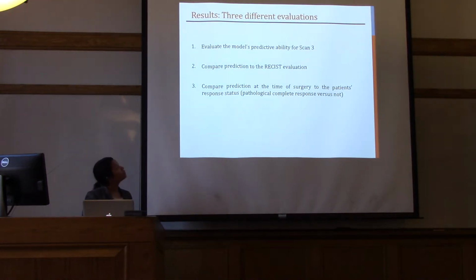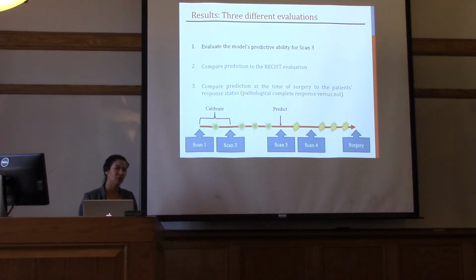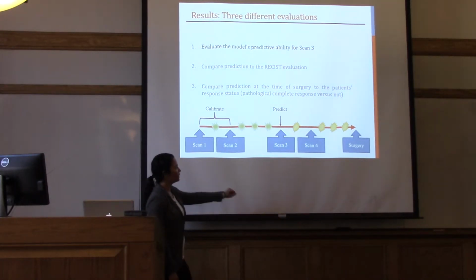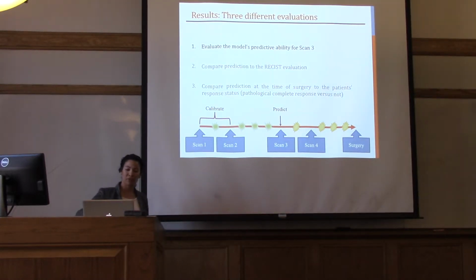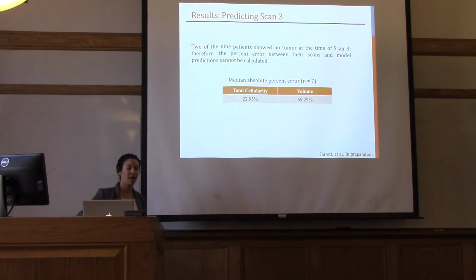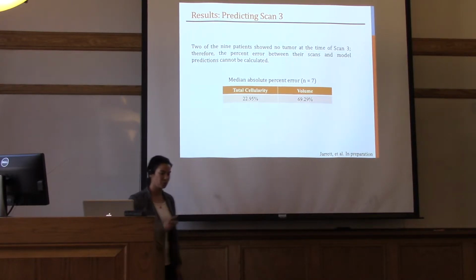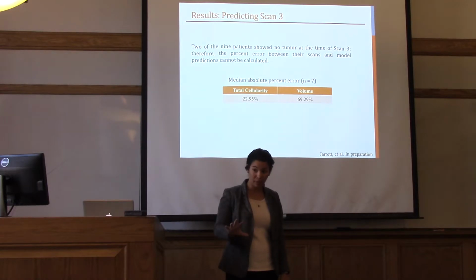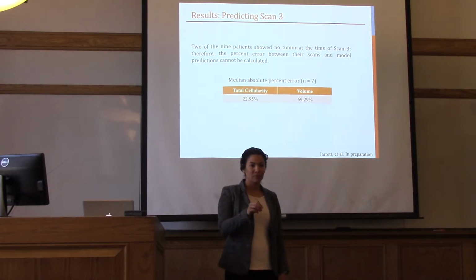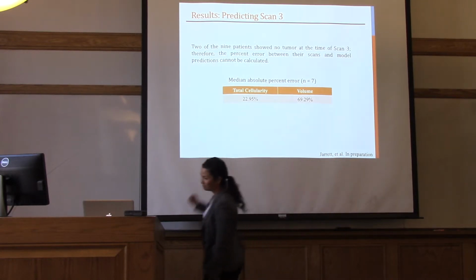And then we decided to evaluate the model in 3 different ways. So the first one is kind of what you would expect. We want to calibrate the model and then try and predict this later scan. Okay? So we want to see how well it can do. So for the time of scan 3, actually there were 2 patients that are already complete responders according to the MRI. That means there's no tumor there. So to calculate error, division by 0 is still forbidden, the last time I checked, so we can't really use those. So we have 7.